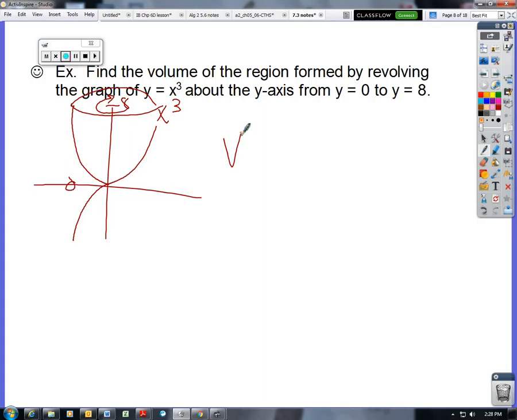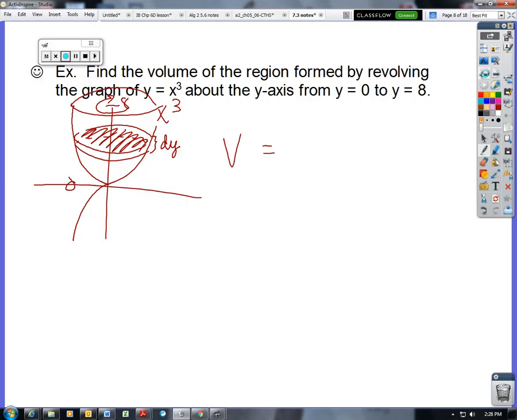You want to think about your cross-sectional slice here. So that would be like so. And then the thickness is dy. It's important to figure out your cross-sectional slice so that you know your thickness, if it's dx or dy, because then I know that I'm going to be setting this up in terms of y, not in terms of x. So we'll go back to the disk method, because this cross-sectional slice is a solid disk.